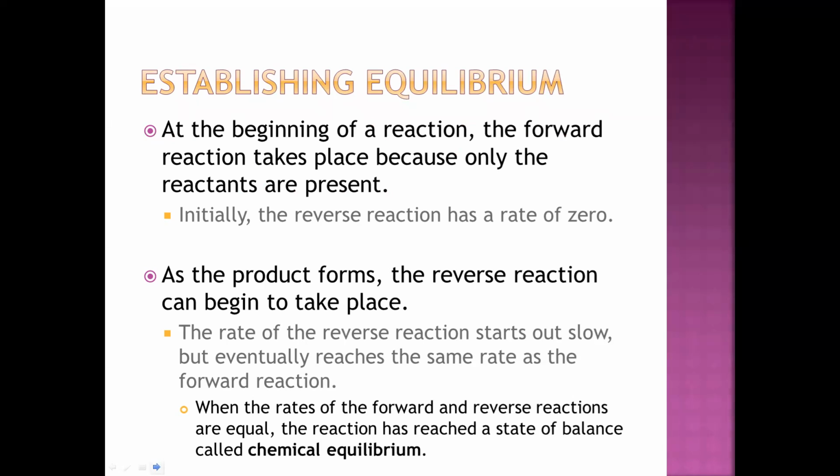So whenever this happens, to us, it looks like it's just done because we're not going to see any more change anymore if the rates are equal to each other. And this is where we get chemical equilibrium, when the rate of the forward and the reverse reactions are equal to each other.